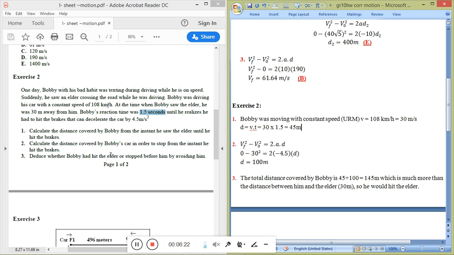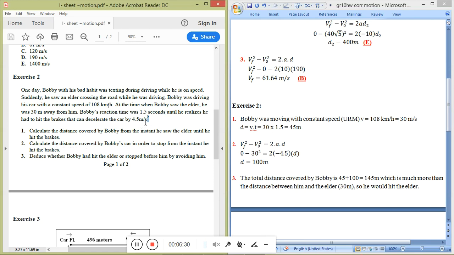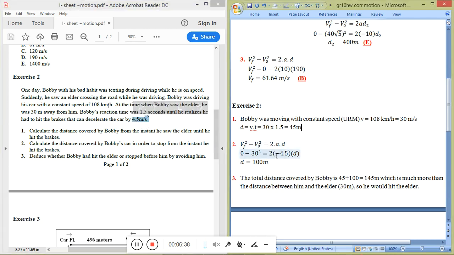Part 2, calculate the distance covered by Bobby's car in order to stop from the instant he hit the brake. When he hit the brakes, he decelerates by 4.5 meters per second squared. So the acceleration is minus 4.5 since it's deceleration. This is a trick: minus 4.5. His initial speed was 30 and his final speed is 0 since he needs to stop.